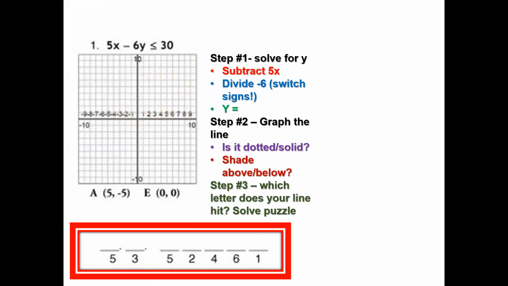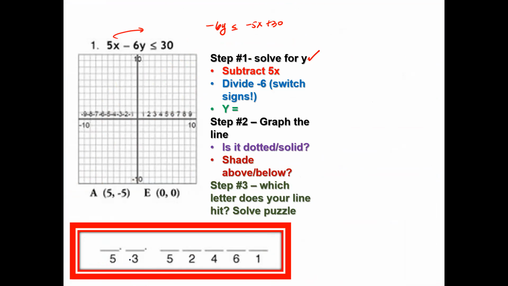All right, let's go ahead and take a look at question number 1. For question number 1, you have 5x minus 6y is less than or equal to 30. First thing you want to do, step 1, solve for y. So to do that, let's move the x over. I have a negative 6y is less than or equal to negative 5x, because when I move it over, positive 5 becomes a negative 5, plus 30.